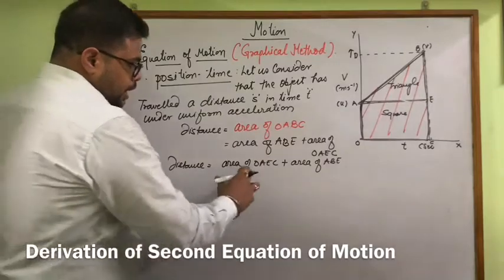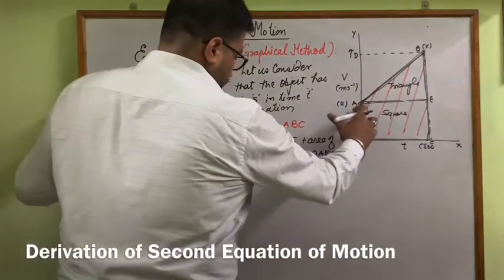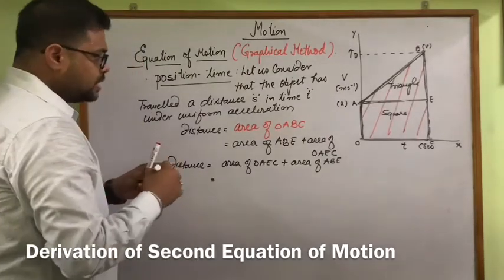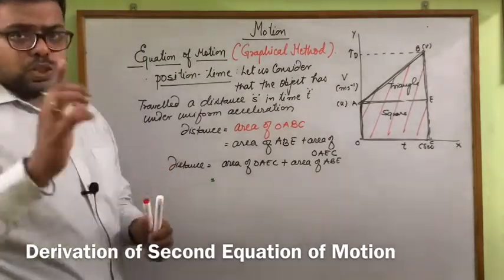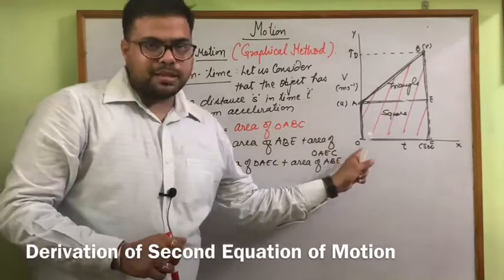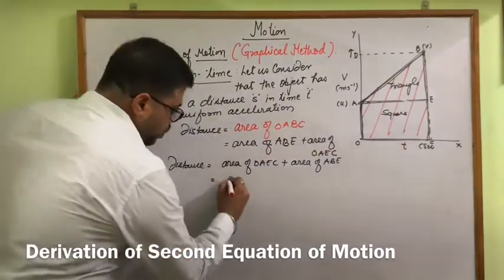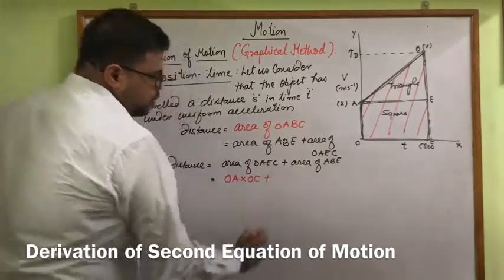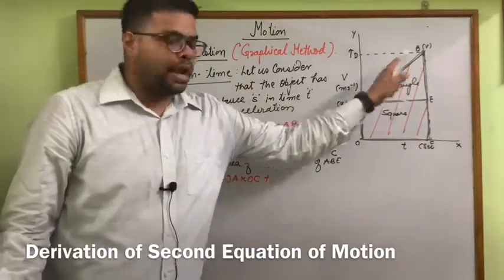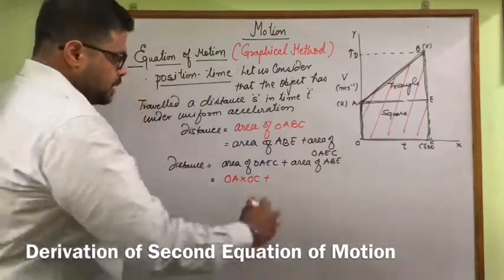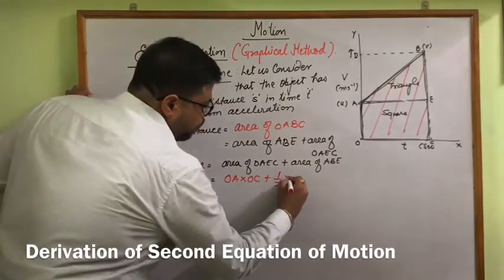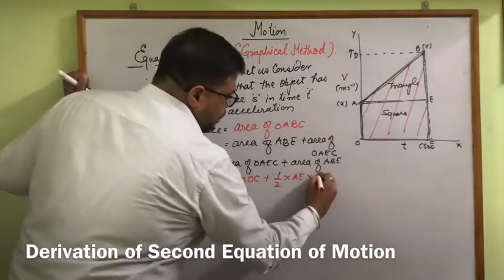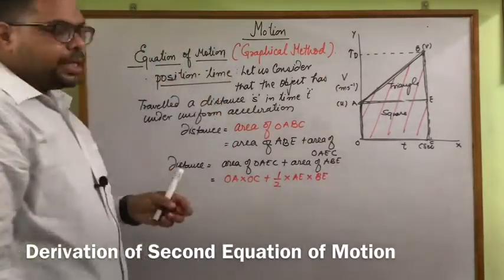So mathematically we can also write it this way. Now see the area of OAEC, which is a square; this is the area of a square, length and breadth. So OA multiplied with OC. Now the area of a right angle triangle is half into base, which is AE, into height, which is BE.